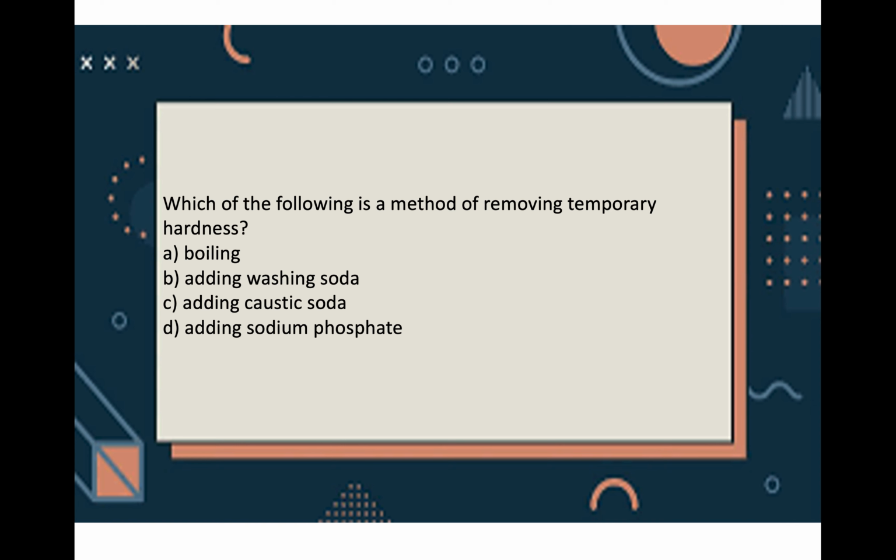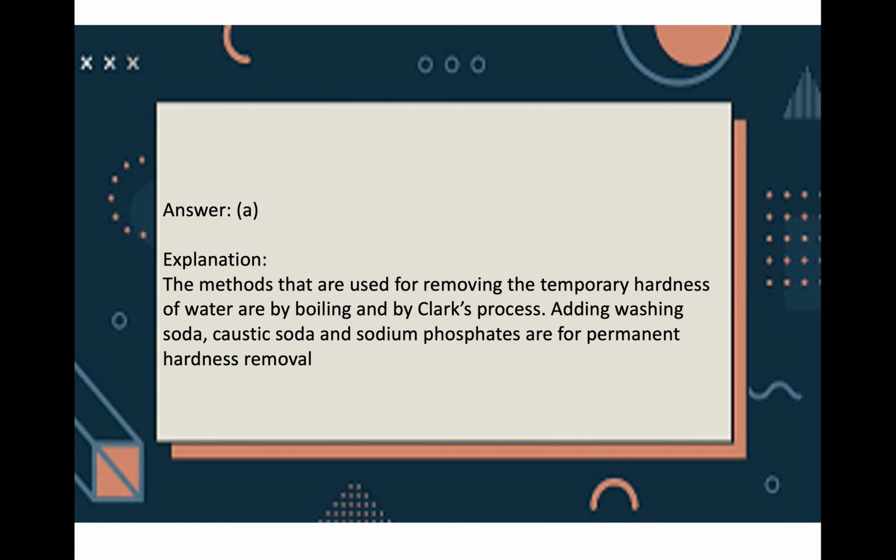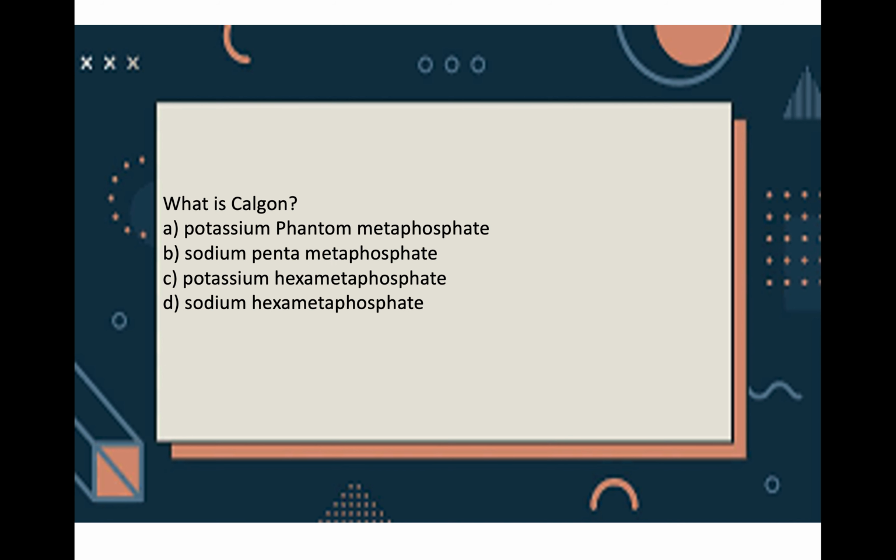Now, which of the following is a method of removing temporary hardness? How can you remove temporary hardness? A, boiling, B, adding washing soda, C, adding caustic soda, or D, adding sodium phosphate. The answer is A, by simply boiling or by Clark's process. Washing soda, caustic soda, or sodium phosphates are added for removing the permanent hardness of water.